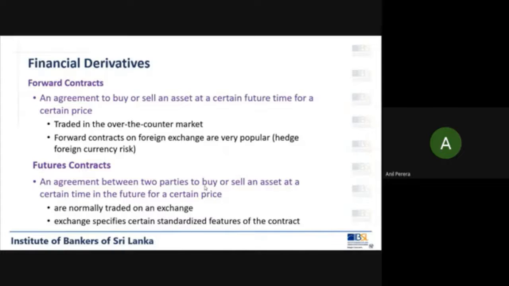Now, this is a financial contract. You have to honor it. You cannot default. Default in the sense that, in the future, you have to settle it. You have to deliver it, failing which that will be subject to legal mechanism.